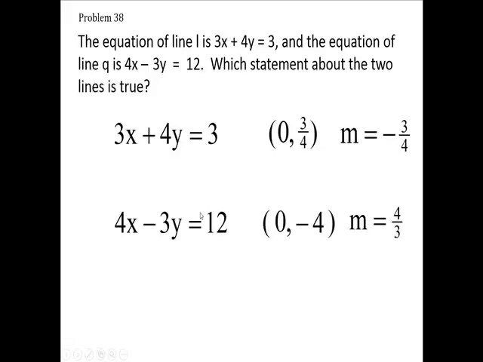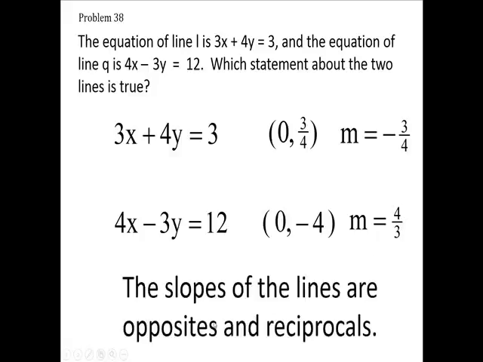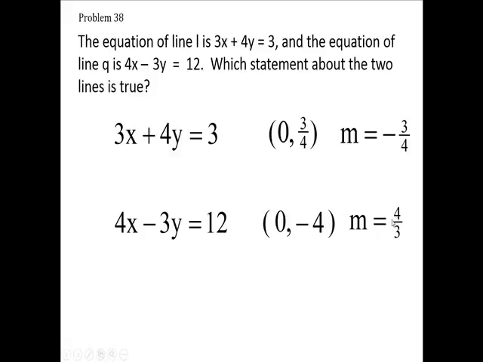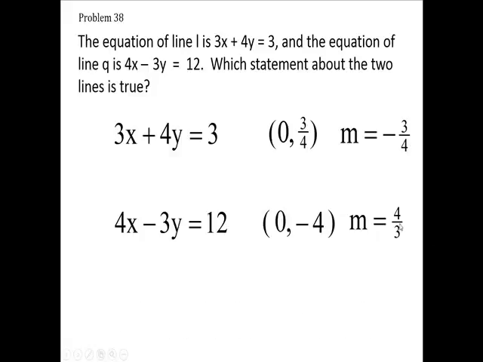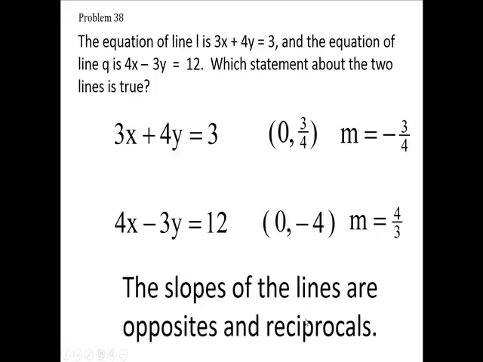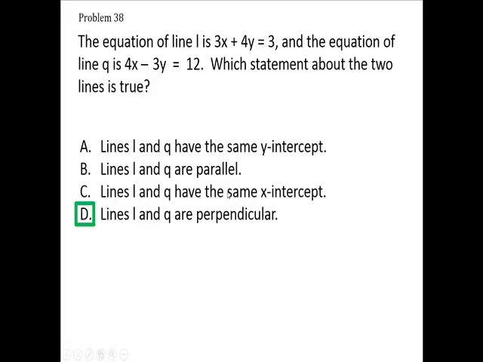So here's my first equation. Here's my second equation. Now notice, they have different y-intercepts. They don't have the same slope, so they're not going to be parallel. In fact, look at this slope. These are reciprocals, and they're opposites, aren't they? So the slopes of the lines are opposites because one is plus, the other one is minus. That makes them opposites. And 3/4 is the reciprocal of 4/3. Now, when do you have lines that have slopes that are opposites and reciprocals? That only happens when they're perpendicular.